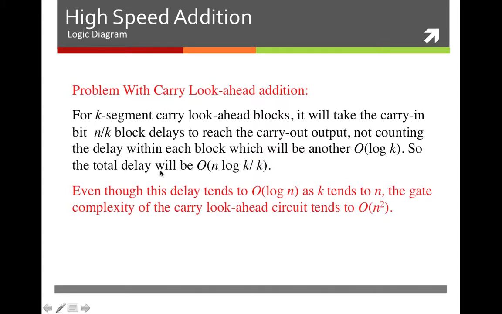So basically, since we are doing these additions within a block of, let's say, k bits, the complexity will be order log k, and the total delay will be n log k over k. And so as a result, we basically get log n as our k tends to n. So that's how we get to compute this.